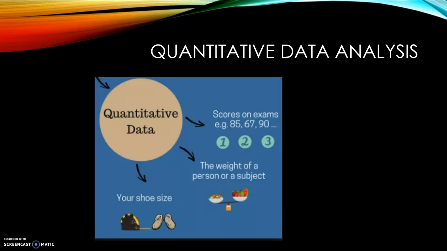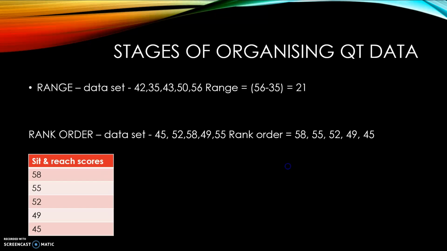The 4 stages of organizing data are: the range of the data set, putting in rank order, having the data in a simple frequency distribution table, and finally a grouped frequency distribution table. These are the stages of organizing data. First of all, there's the range. The range is simply the difference between the highest and lowest data set. Subtract the lowest data set from the highest.